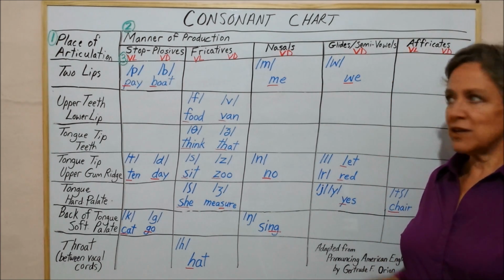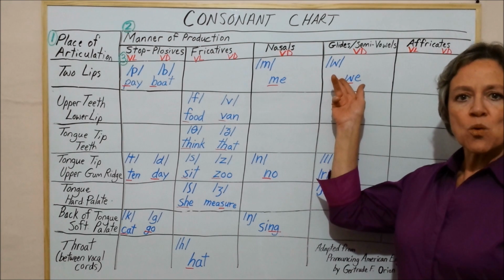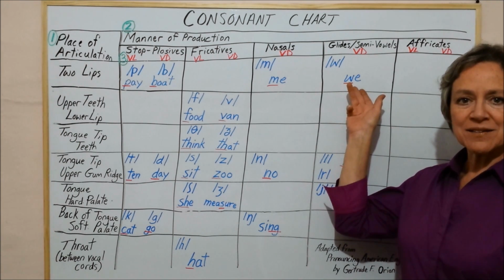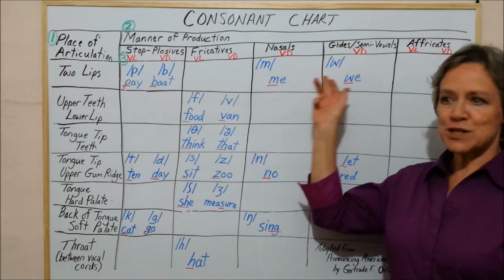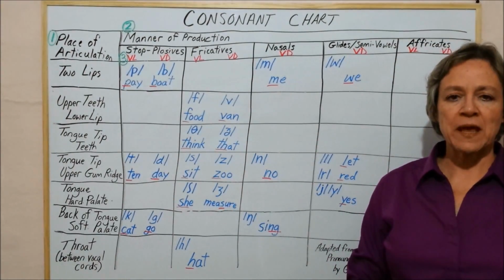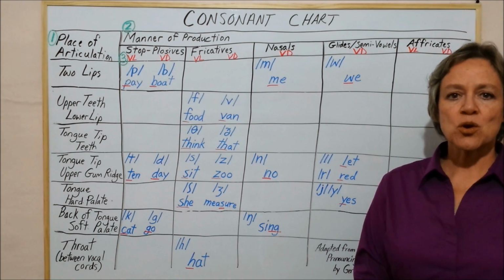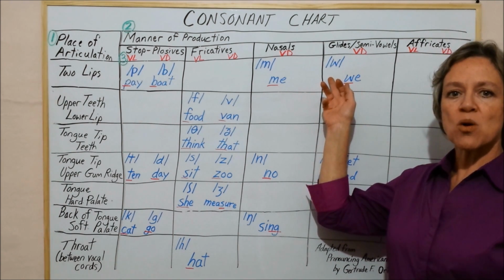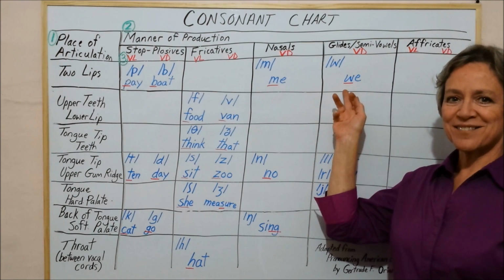The first sound here is w, as in we. This sound is made using our two lips, as I showed you earlier. The lips must be rounded, like this. We. Okay? W, w, we.